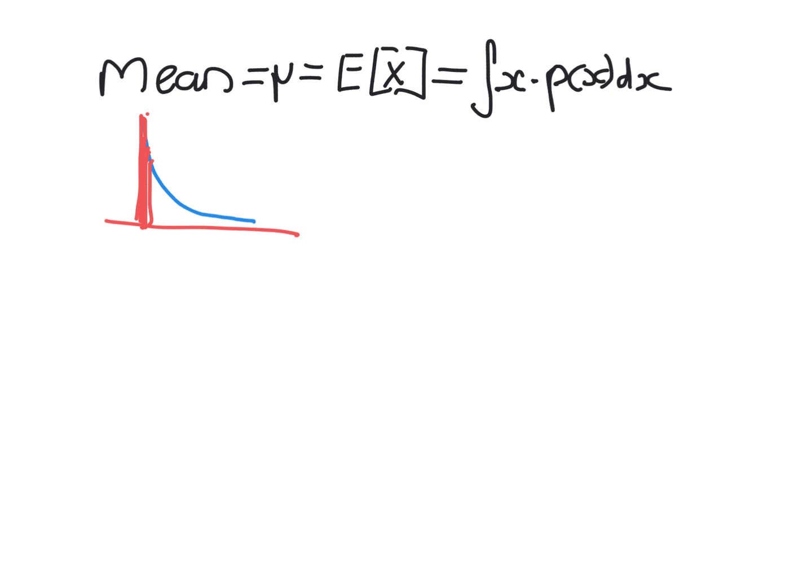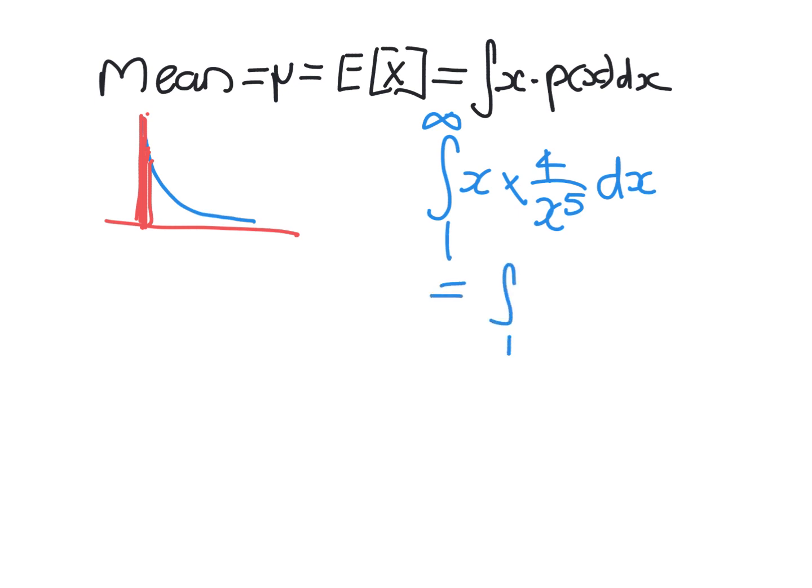So here p(x) refers to the PDF. We found out on the previous slide that the PDF was 4 over x to the power of 5. So for the mean, we just go x times PDF, and we need to integrate it over all the values that x can take. In this case, it was 1 to infinity. So really, we're integrating from 1 to infinity 4 over x to the power of 4.